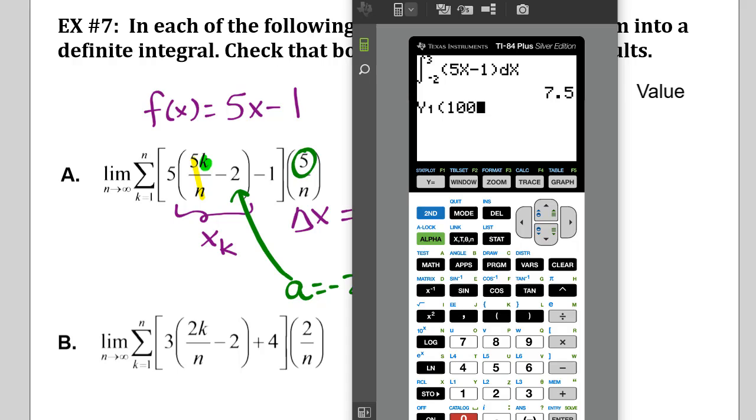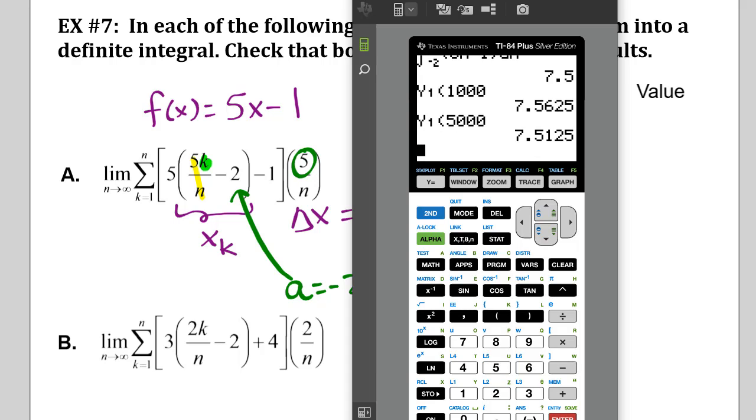And let's just go for 1,000 rectangles. We get right in the ballpark. At 1,000 rectangles, if we wanted to try it again, we might change 1,000 to, I'm just going to go to 5,000 maybe. And that gets us even closer. So we can see that as n gets larger and larger and larger, we are getting closer to the actual value of 7.5.